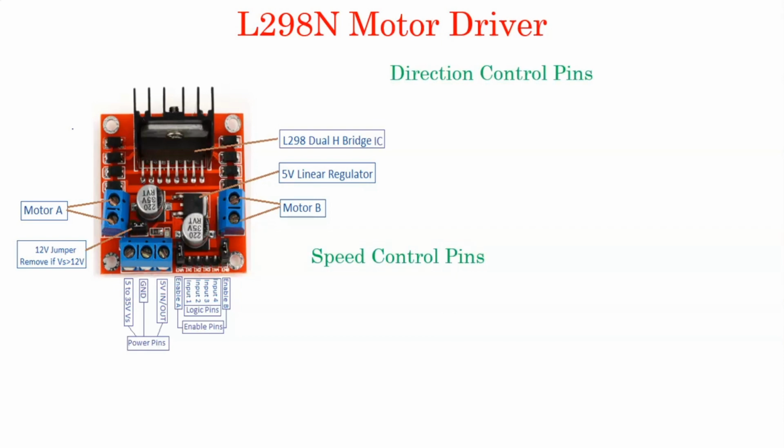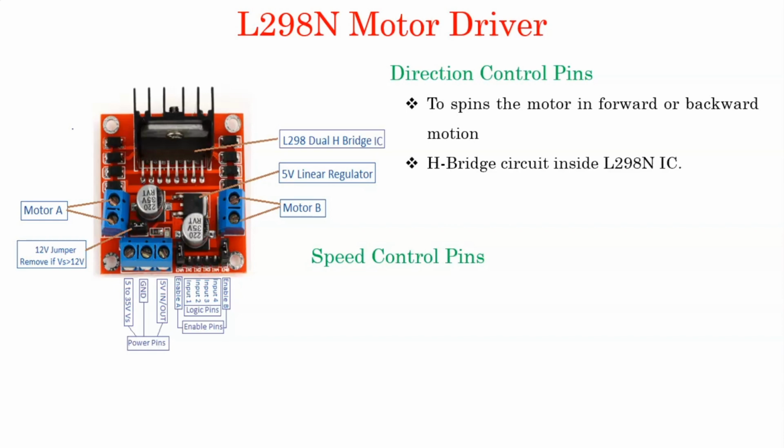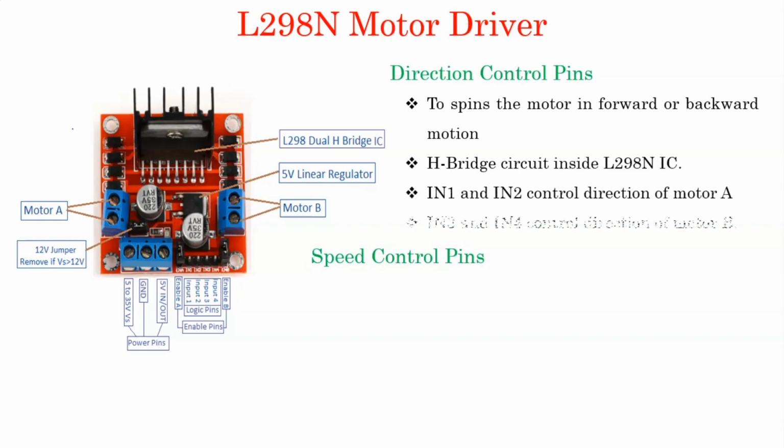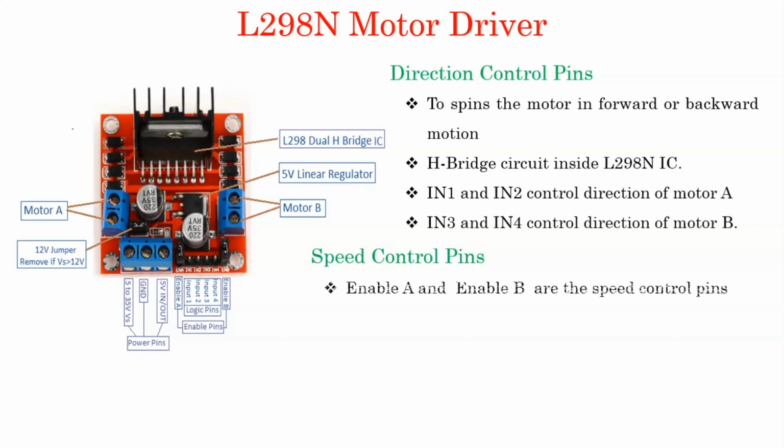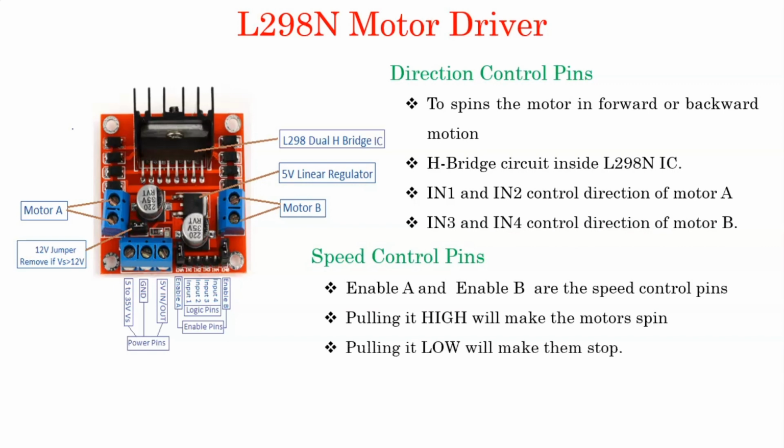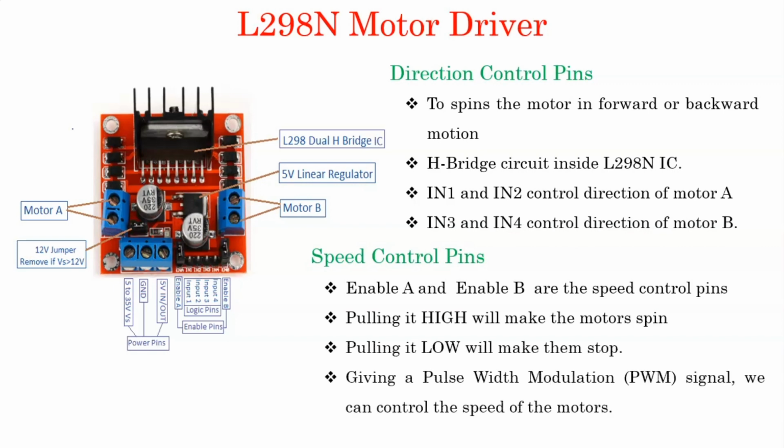L298N has an H-bridge circuit which helps us to change the direction without changing the polarity of the supply voltage externally. Here, IN1, IN2, IN3 and IN4 are the direction control pins. Speed can be controlled with the enable pins present in the circuit. When you give 5 volts to this pin, it will rotate at full speed, and when 0 volts is given, the motor stops. And with the help of a PWM signal, we can control the speed of the motor.